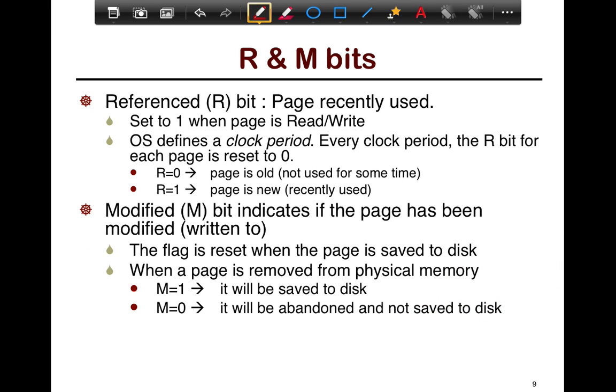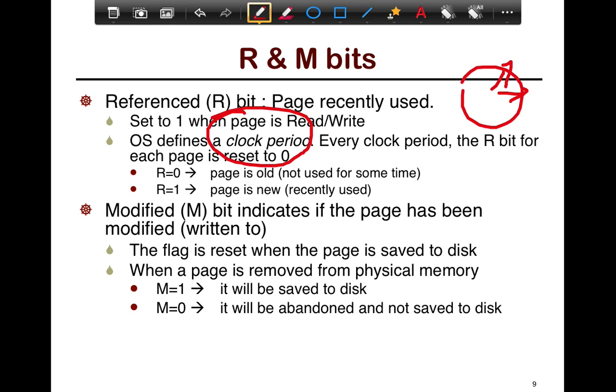So let's look at what they mean in more detail, right? The reference bit in some ways tells you that the page is recently used. It's set to 1 when the page is read or written. And normally what the OS does is it defines a clock period, where the clock hands are moving, and it's basically a timer. Every clock period, the R bit for each page is reset. So you go in and you reset it for every page. And the next time you come along and you swap something, you look at it.